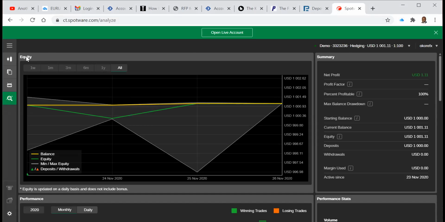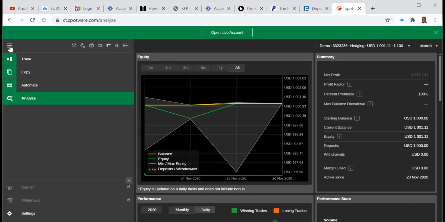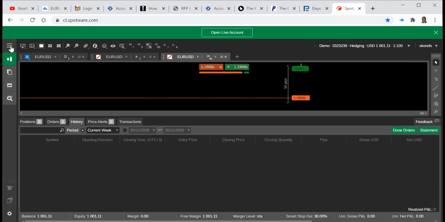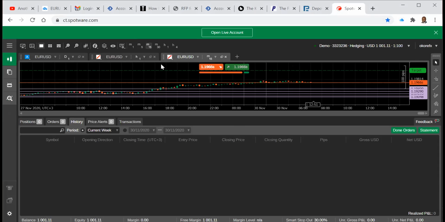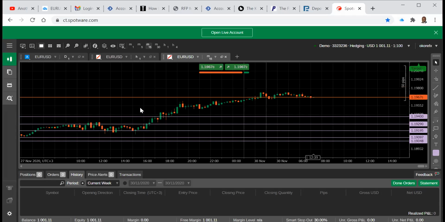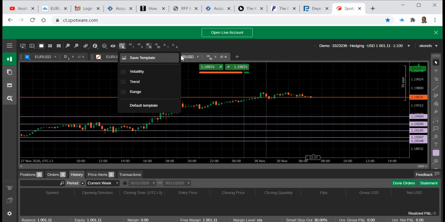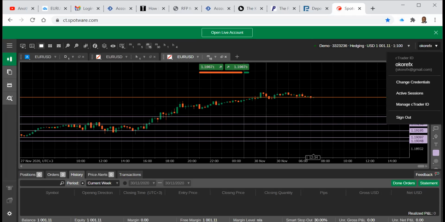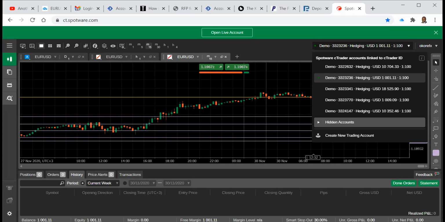So once you have the $1,000, it's the same thing in terms of leverage. All right, so it's 1 to 100, and it's US dollar 1,000.